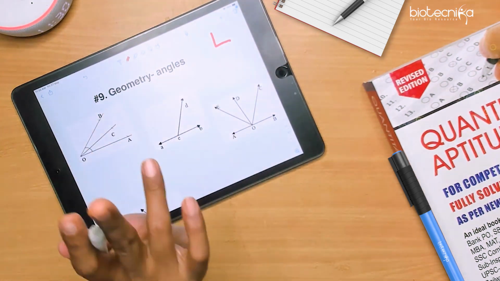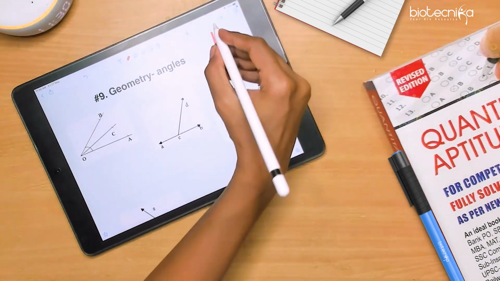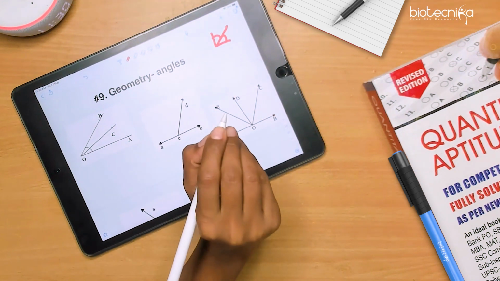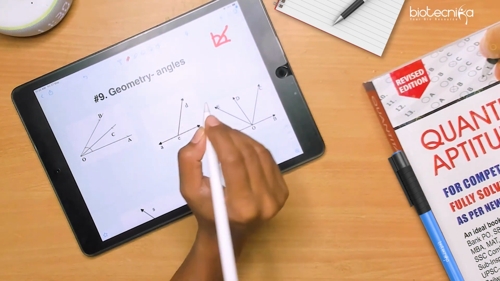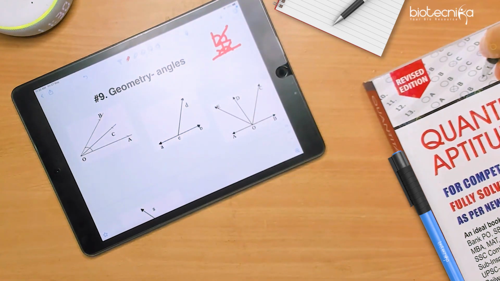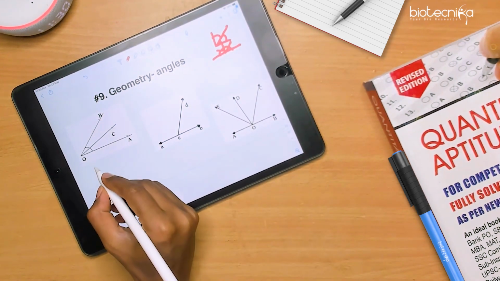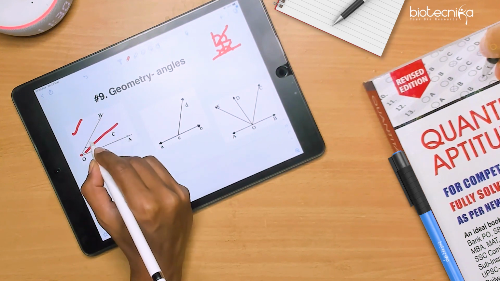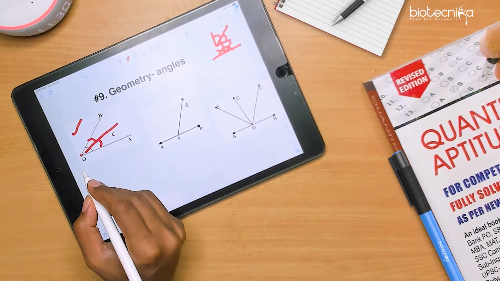Complete is 360. Complementary is where the two angles, the addition of them will be 90. Supplementary will be where the addition of the angles will be 180. And adjacent is this one. So they have a common vertex and they have a common arm. So these are adjacent angles, right?